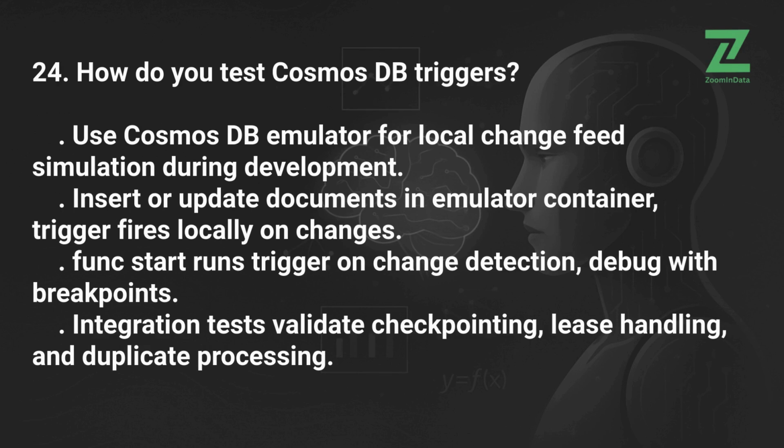24. How do you test Cosmos DB triggers? Use the Cosmos DB emulator for local change feed simulation during development. Insert or update documents in the emulator container. Trigger fires locally on changes. Func start runs the trigger on change detection. Debug with breakpoints. Integration tests validate checkpointing, lease handling, and duplicate processing.